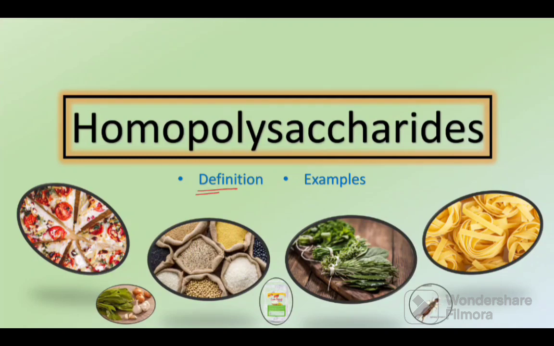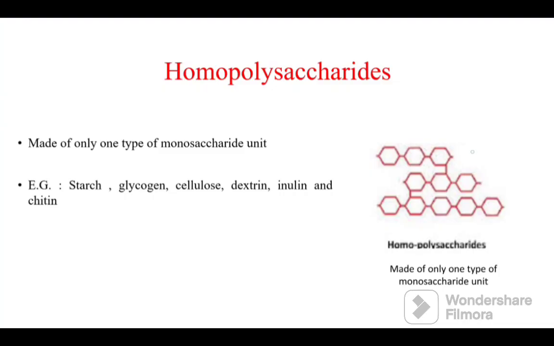In this video we'll see the definition and some examples of homopolysaccharides. Now coming to the definition, homopolysaccharides. Homo means same, poly means many, and saccharides means sugar units. So these homopolysaccharides are made of many sugar units which are of the same kind.